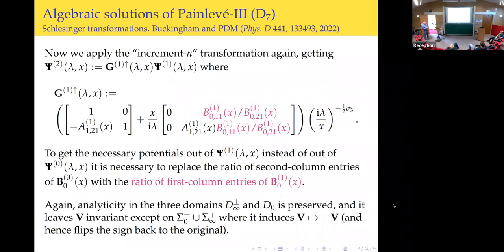Okay, so let's go ahead and do it again. So we'll now get psi 2 out of psi 1 by a similar transformation. Here you have to, as it happens, replace the ratio of second column entries of the matrix B, B0 here, with the first column entry ratio of B1. As it happens, that's what you need to do to get the right transformation. But you do that, and now this is your gauge matrix. So once again, the analyticity is preserved by the transformation, and it doesn't do anything to the jump matrix V except on those vertical contours where it again flips the sign. So now you're back. Okay, you do it two times, and now the jump is exactly the same.